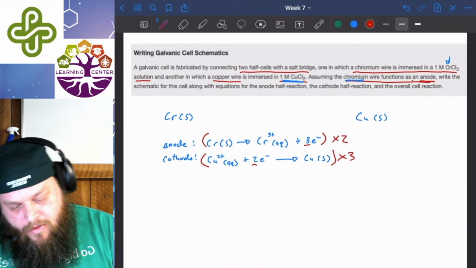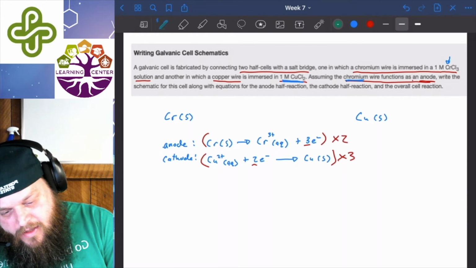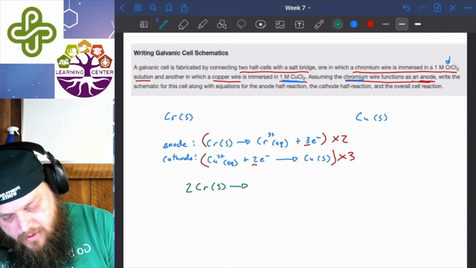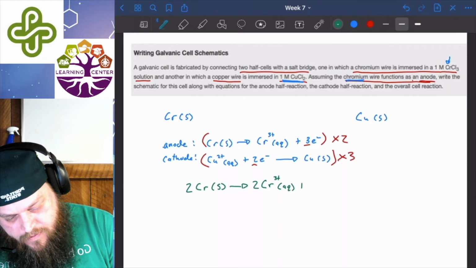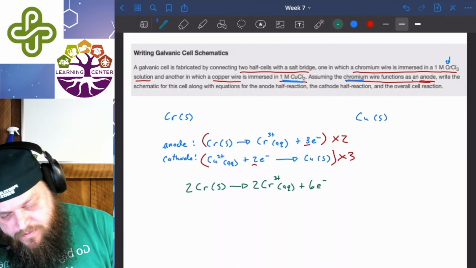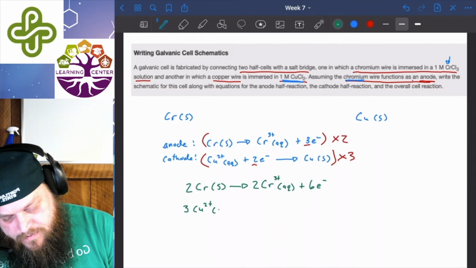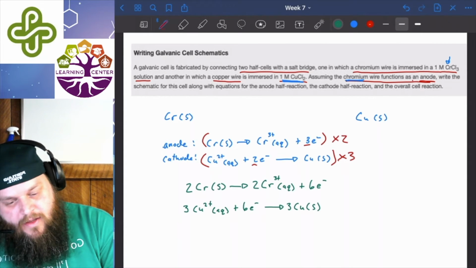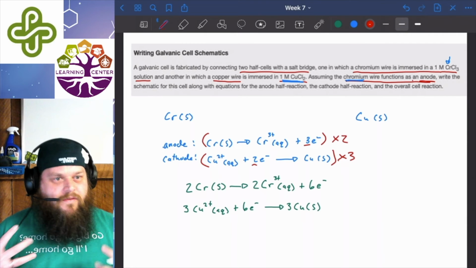But adding these together, multiplying them together first, we would get 2 chromium solid producing 2 chromium 3+ aqueous plus 6 electrons. The cathode reaction can be 3 copper 2+ aqueous plus 6 electrons produces 3 copper solids. So now we can combine these two equations into one final equation.